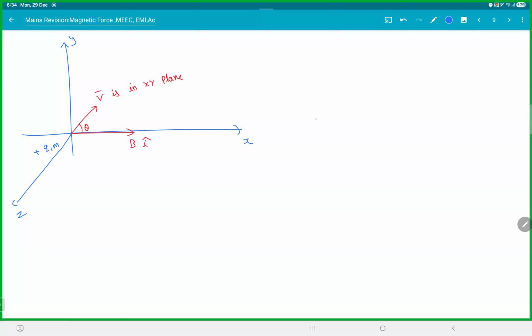So how do we take this thing? So resolve this into two components. I think 20 years back now, we students used to be very simple creatures, I guess.